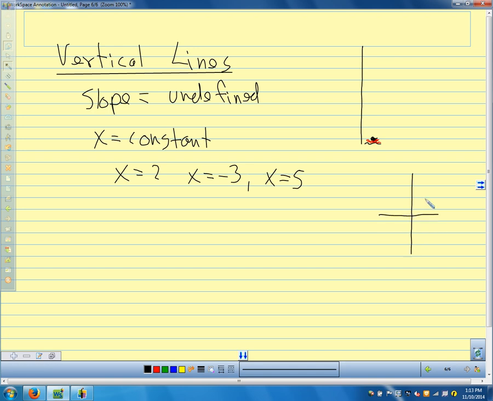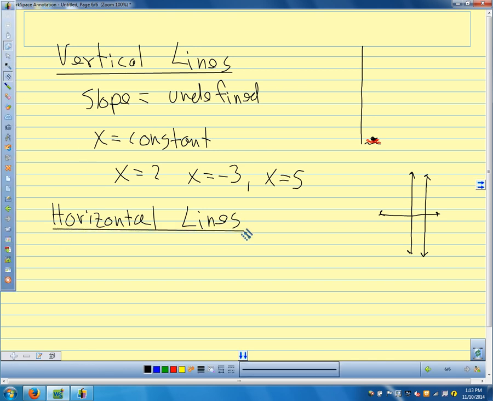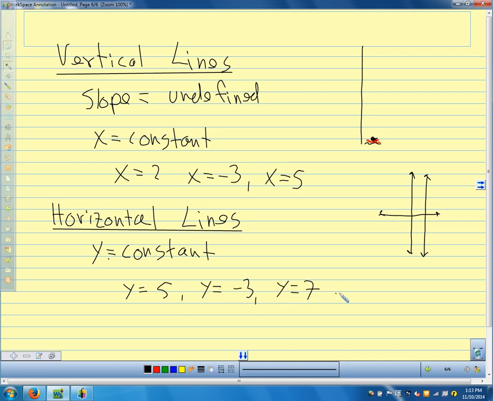If I graph a line like so, no matter where I am on the line, I'm still x equals whatever. Okay? How about a horizontal line? Horizontal line is going to be y equals a constant. And so that would be y equals 5, y equals negative 3, y equals 7, etc.